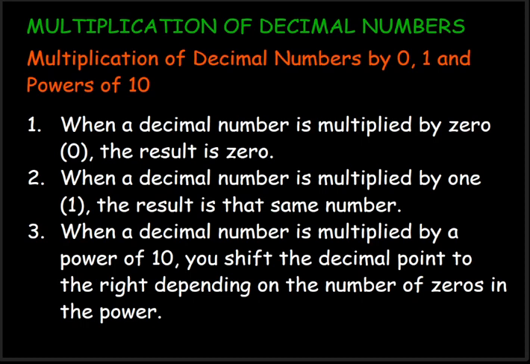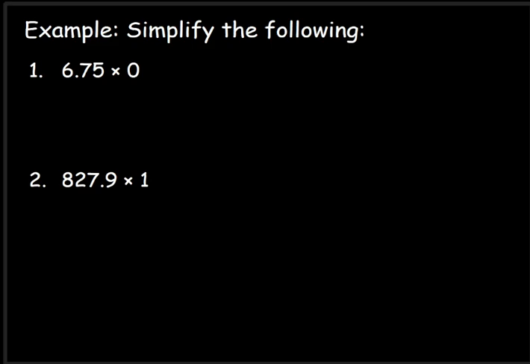Any number that is multiplied by 1, the result will be that same number. And number 3, when a decimal number is multiplied by a power of 10, you shift the decimal point to the right depending on the number of zeros in the power of 10. We'll have a better understanding of that when we start taking the examples. So when a decimal number is multiplied by 10, shift the decimal point of that number depending on the number of zeros you have in the power of 10. I think we did something like this when we talked about decimal fractions. So let's move to the examples.